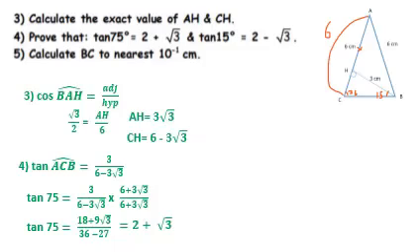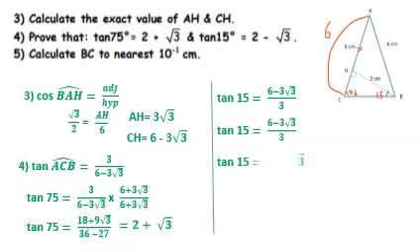In the same concept, we are going to calculate tangent 15. Tangent 15 is equal to opposite over adjacent. The opposite is 6 minus 3 radical 3, and the adjacent is 3, and it's 2 minus radical 3.